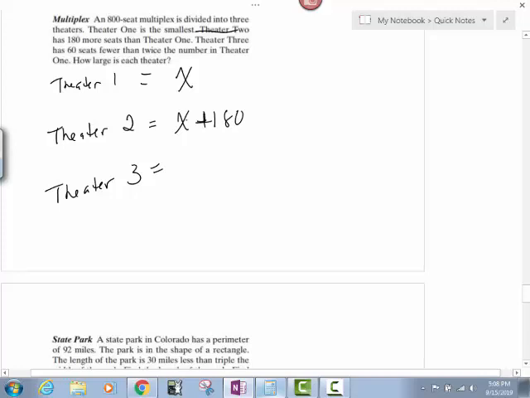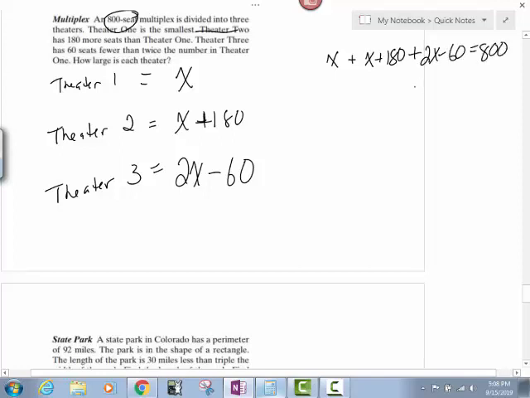Okay. Theater 3 has 60 seats fewer. So that's going to be minus twice the number in Theater 1. So twice the number in Theater 1 would be 2X, but it has 60 less than that. Okay. How large is each theater? Well, the total number of seats we have is 800. So I'm going to write it out. Theater 1, X, plus Theater 2, which is X plus 180, plus Theater 3, which is 2X minus 60, has to add up to 800.